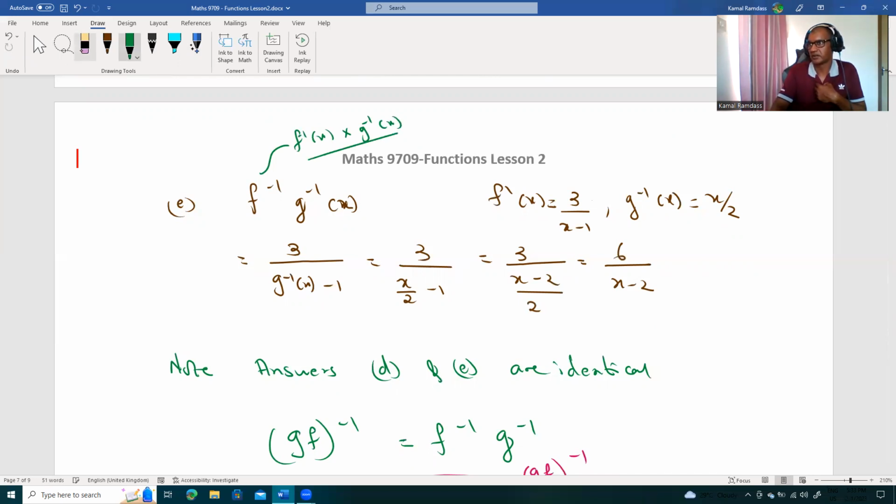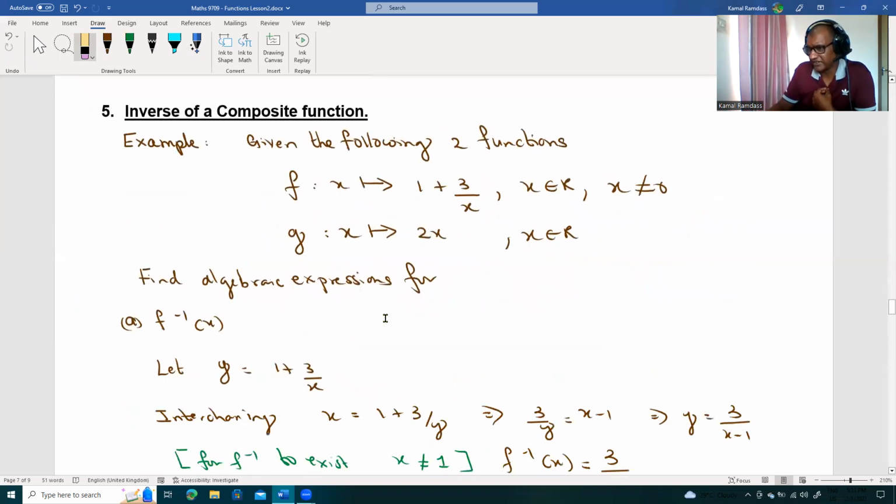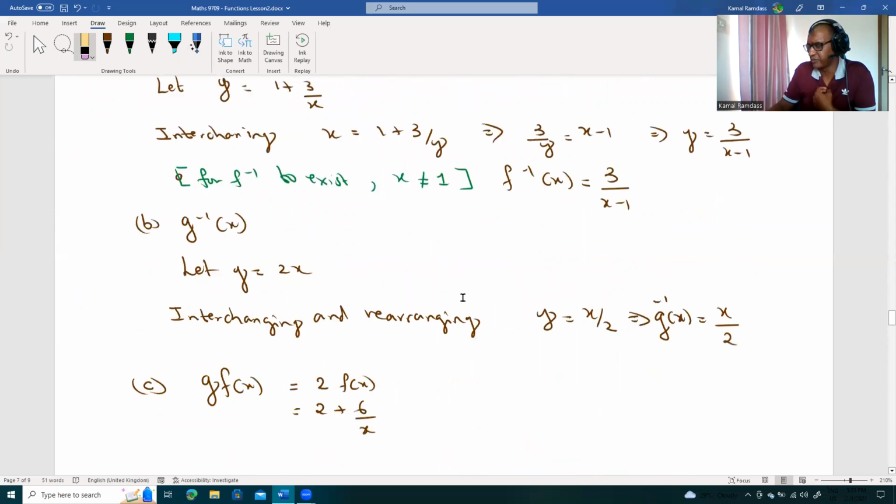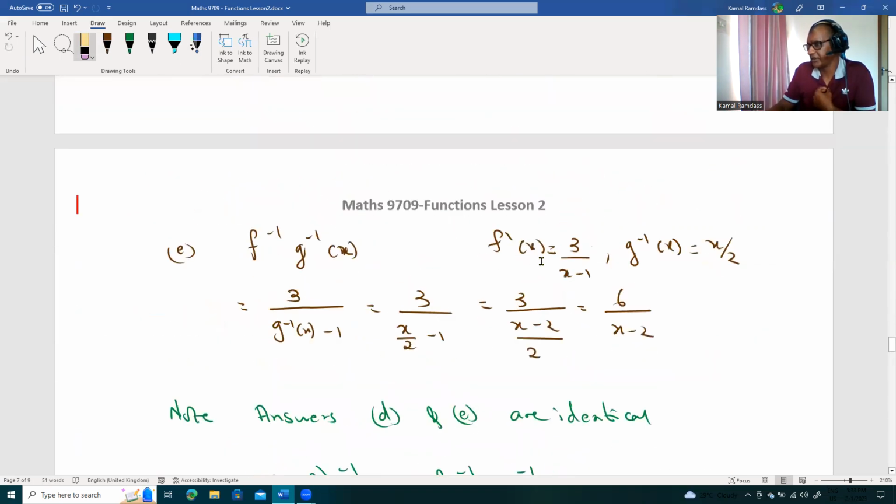OK? And this is a composition. Now, I already know F inverse and G inverse. F inverse of X is equal to 3 over X minus 1. G inverse of X is equal to X over 2. And in F inverse of G inverse, I replace X by G inverse, which means 3 over X over 2 minus 1.